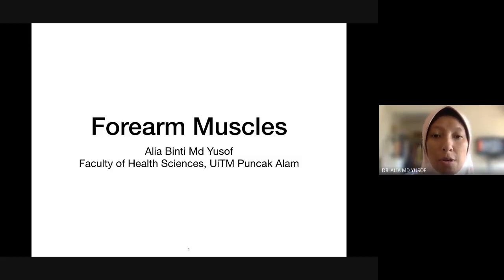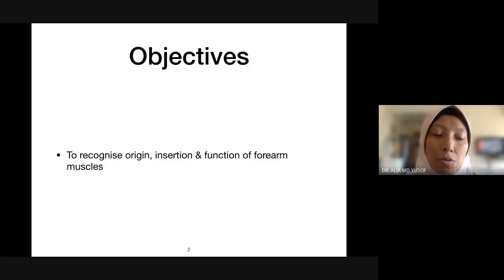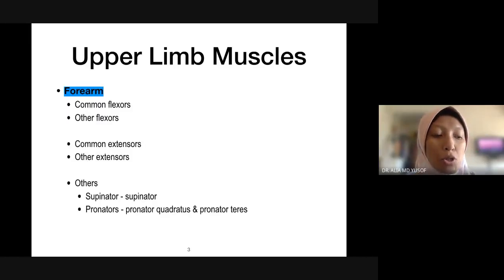Today's session is on the muscles of the forearm. The objective is to recognize and memorize the origin, insertion, and function of the forearm muscles in the antebrachial region. Similar to arm muscles, the forearm muscles are also grouped into common flexors and extensors. Flexors are at the anterior compartment of the forearm, while extensors are at the posterior compartment.